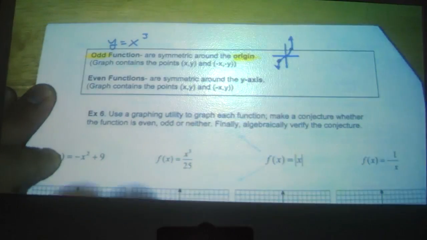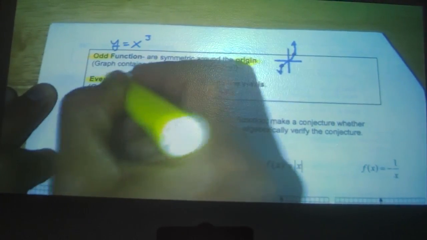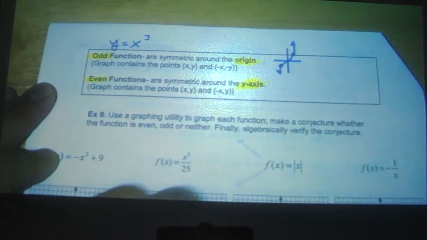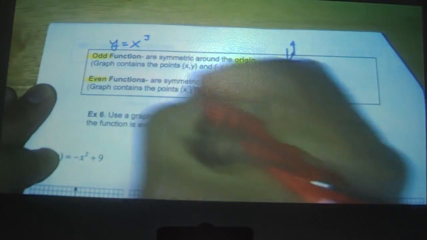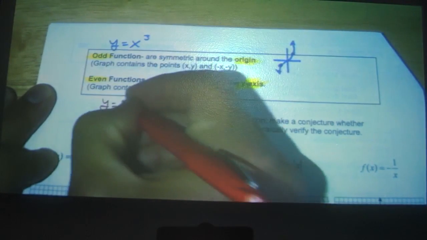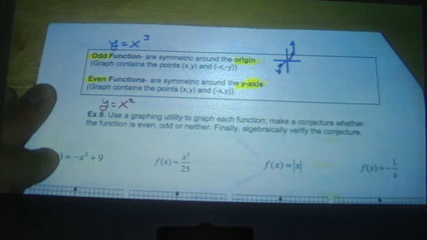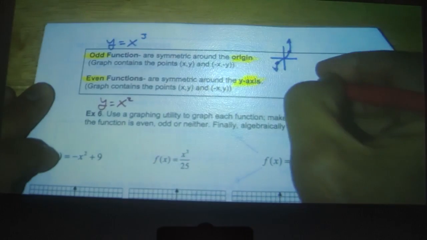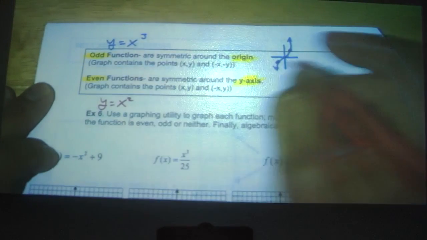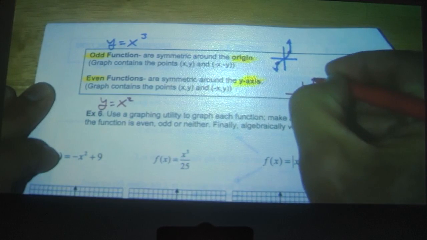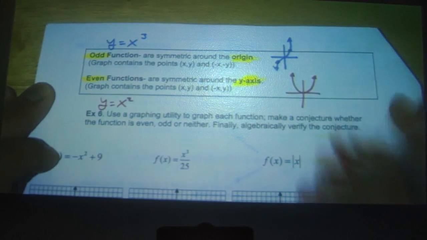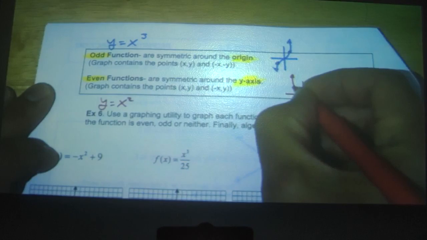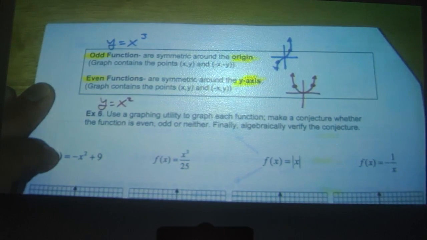Okay? Even function, symmetric to the y-axis. Take the most famous, y equals x squared, the most famous even function, the parabola, and graph it. It's got even exponents. 2 is an even number. And you see a nice pretty graph where it has the point (x, y) and (-x, y). Okay, it's symmetric to the y-axis.